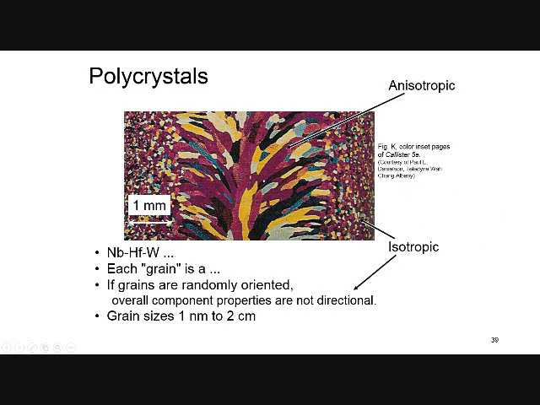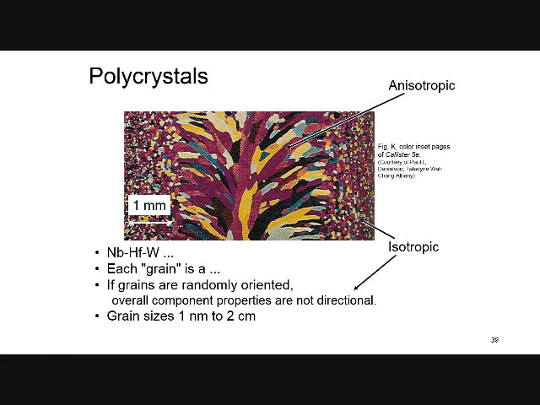Each grain here is a single crystal, and if grains are randomly oriented like these ones, then the properties are not directional. We call it isotropic material. Of course, if they have a certain orientation, then the material is anisotropic. This plate is anisotropic in this part and isotropic in these regions.